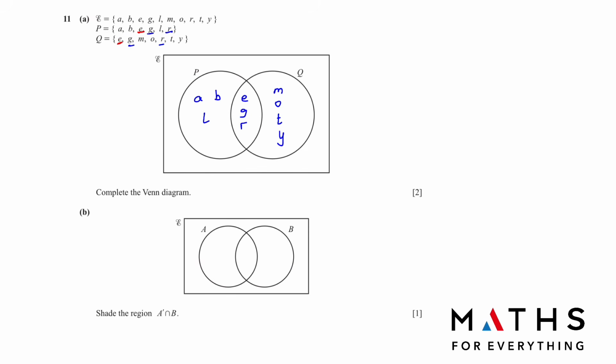State the region A prime intersects B. I like to say not A intersects B. This is the only B part. This is the part you're going to shade.